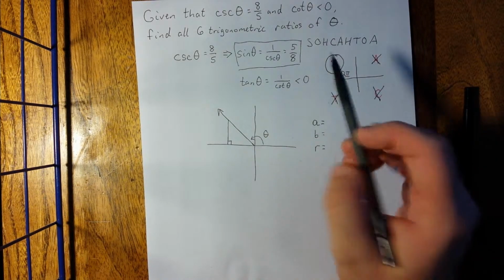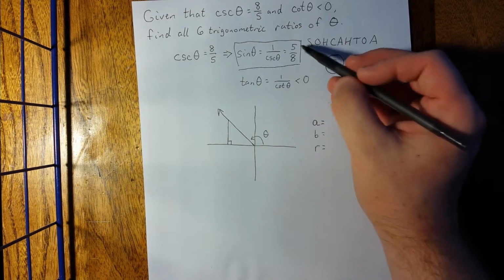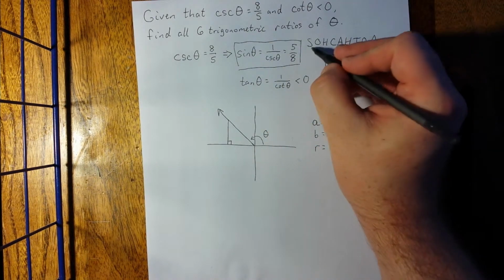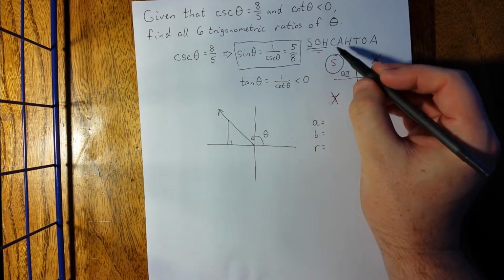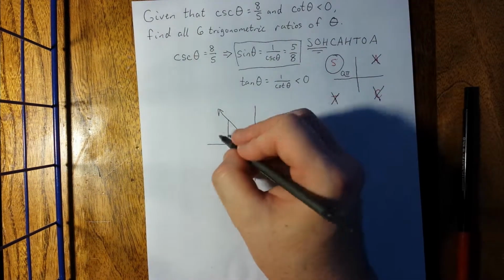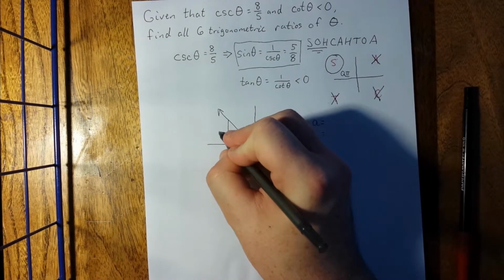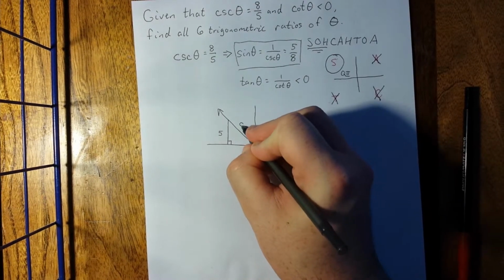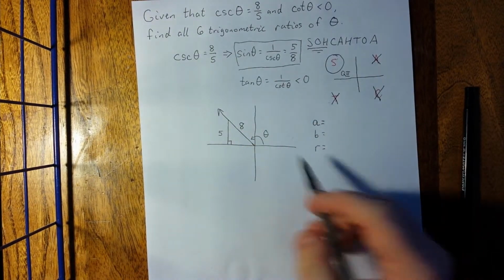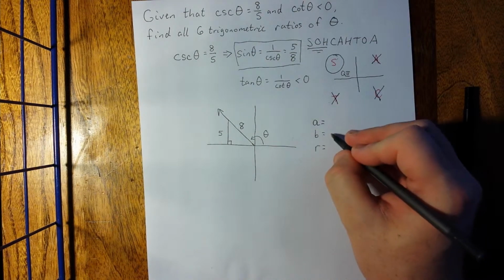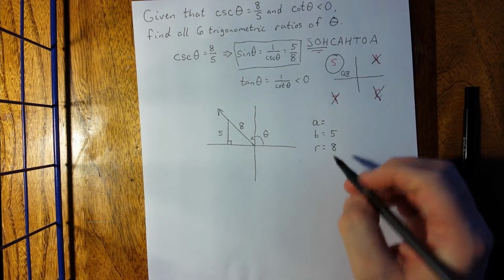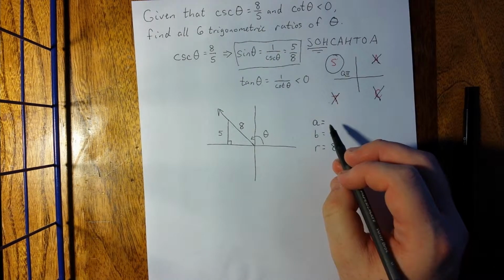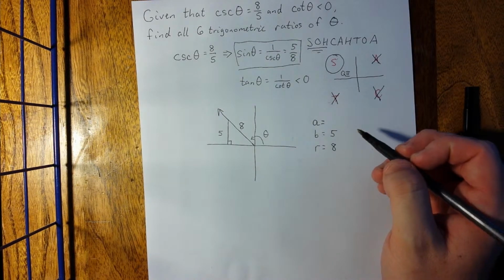Now, we have that the sine of theta is equal to 5/8, and the sine is the opposite over the hypotenuse. In terms of our reference triangle, what that gives us is the opposite side, which is 5, and the hypotenuse, which is 8. In terms of A, B, and R, what we're looking at is that B is 5 and R is 8. So if you have two sides of your reference triangle, how do we figure out the third?